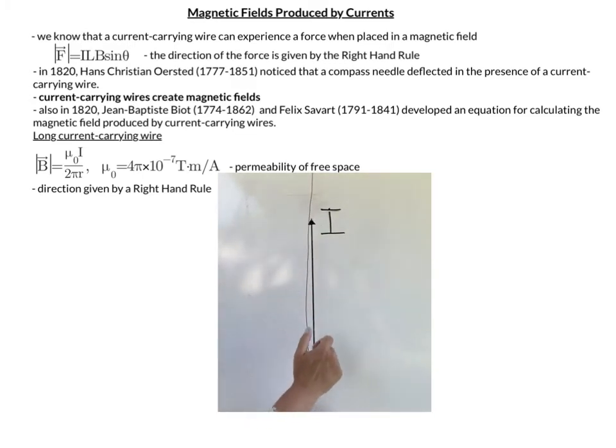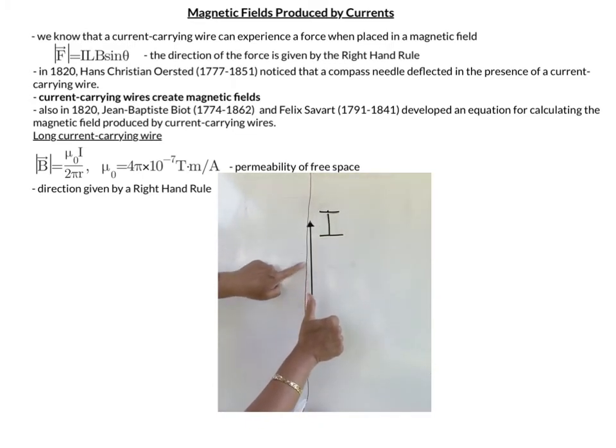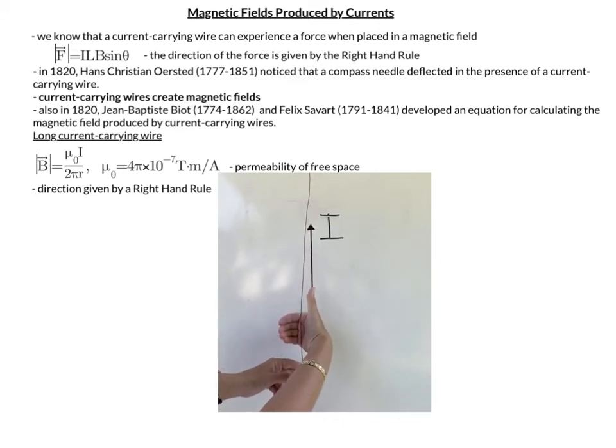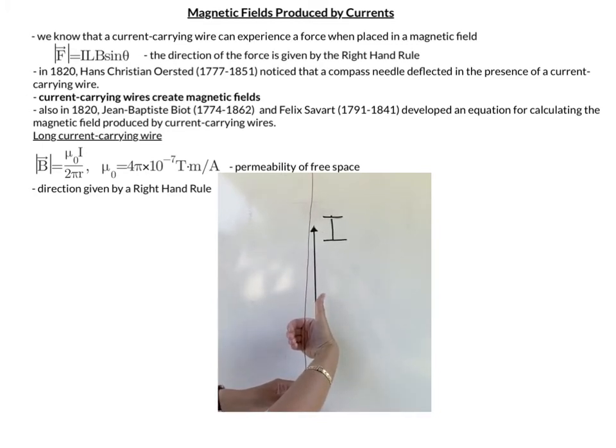So we have the direction of the current up. We place our right thumb in the direction of the current and then wrap our hand around the wire, and the magnetic field will be around the wire in the direction of our fingers. So the magnetic field would be rotating about the wire in the direction of our fingers. Let me draw an arrow here for the magnetic field. It goes this way, but it's basically rotating around this wire.